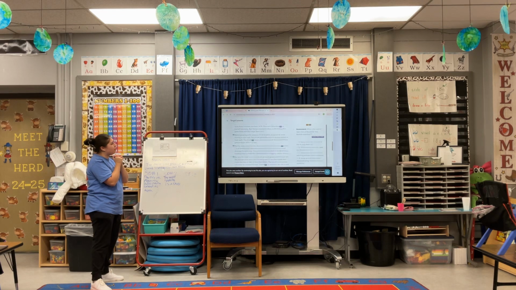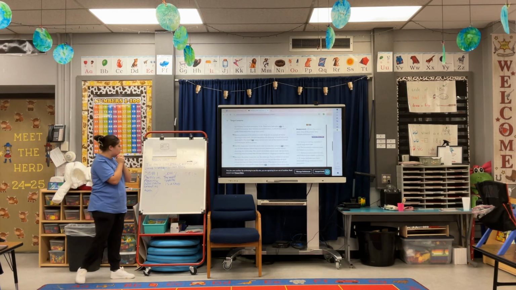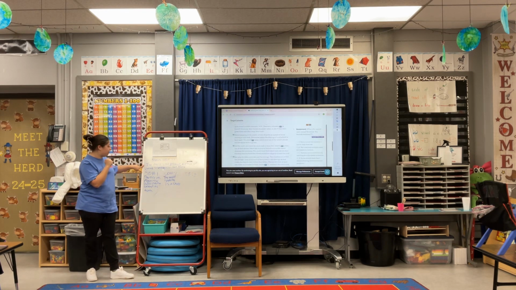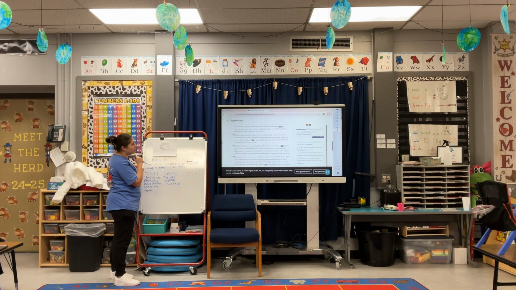Let's look at supporting detail number 3. So what else do mole rats do when they have the wood shaving? Know that?